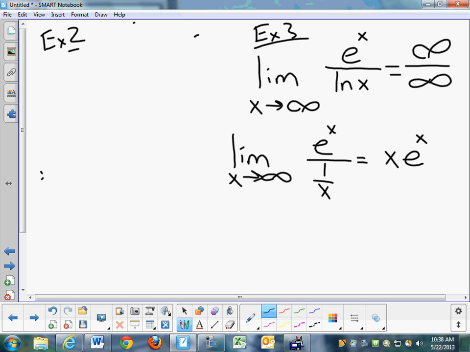Now, let's think about this, you guys. If you take a very large number times e to a very large number, what are you going to get? A very large number. So this limit ends up being infinity. So this limit does end up being infinity.